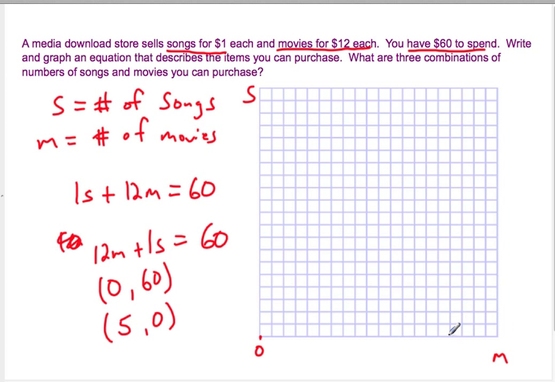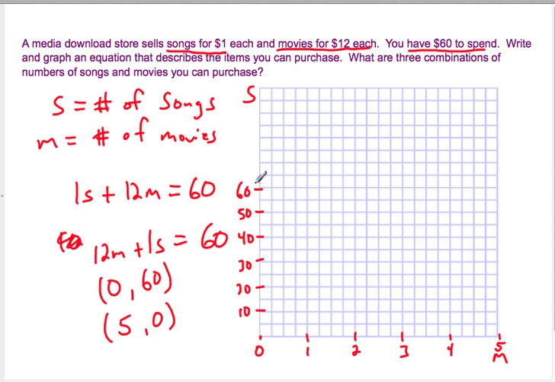So this only needs to go up to 5 here, so let's spread it out a little bit. So here's 1 movie, 2 movies, 3 movies, 4 movies, and 5 movies. Here we go. And for songs, I need to get all the way up to 60. So that's not quite as much room there. So I'm going to do, let's see, can I go by 5s maybe? We'll go by 5. So 5, 10, 20, 30, 40, 50, and 60. Okay, so we're not going to get all the way up to the top, but that's okay. We spread it out a little bit.